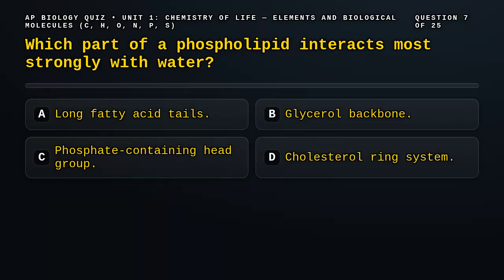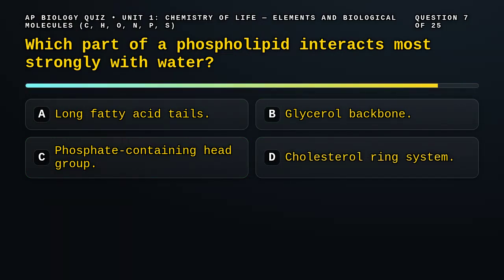Question 7. Which part of a phospholipid interacts most strongly with water? A. Long fatty acid tails. B. Glycerol backbone. C. Phosphate-containing head group. D. Cholesterol ring system.